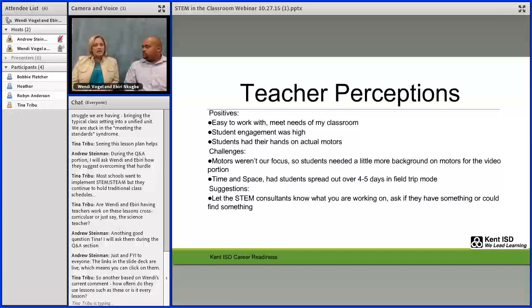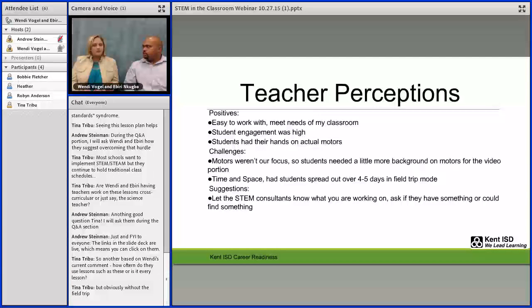I told you that student engagement is extraordinarily high, and the hands-on component was a big hit. Challenges for me specifically, motors weren't our focus in the classroom, and so we did need a little background. But you provided that when we got to the airport with the videos, so that was a nice addition.